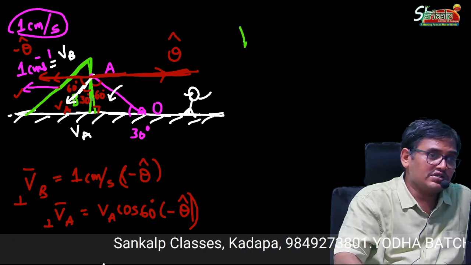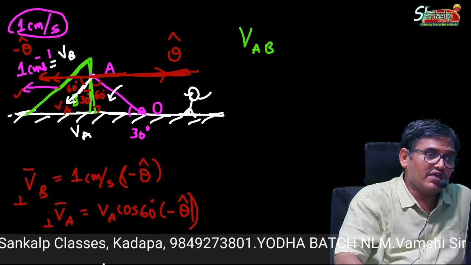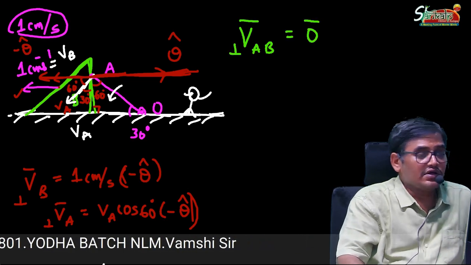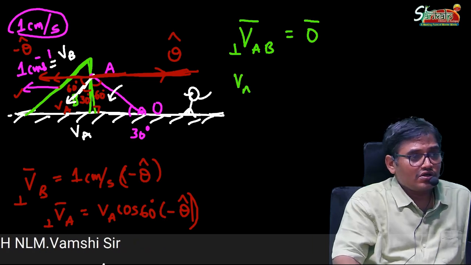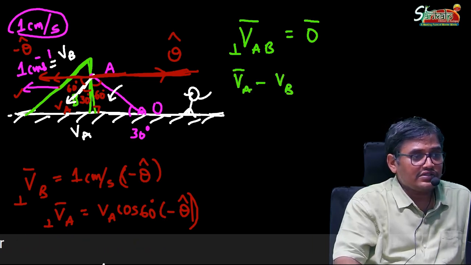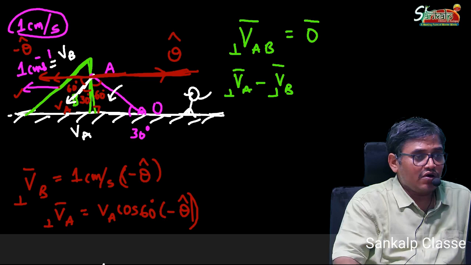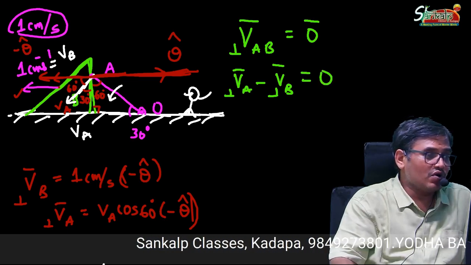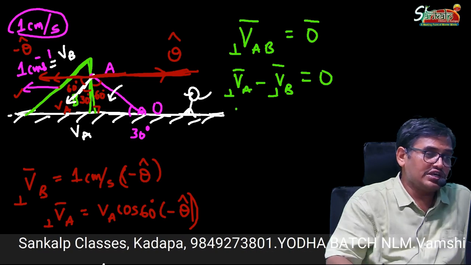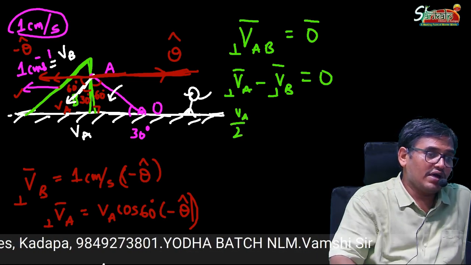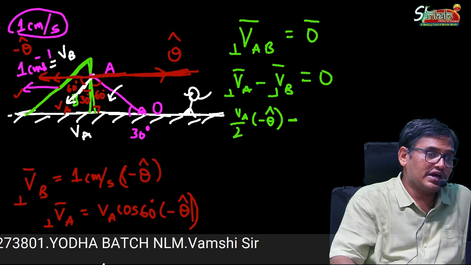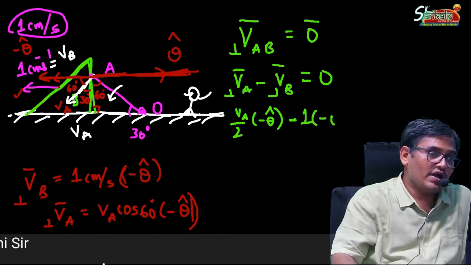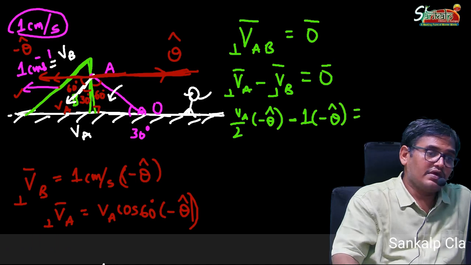We are near to the answer. Velocity of A with respect to B. The relative velocity along the normal is a null vector. This is the wedge constraint principle, or not? So VA minus VB, along the perpendicular direction, is a null vector. So what do you get? VA perpendicular is what? VA cos 60 means VA by 2 minus theta cap, minus VB perpendicular, which is 1 minus theta cap, is a null vector.